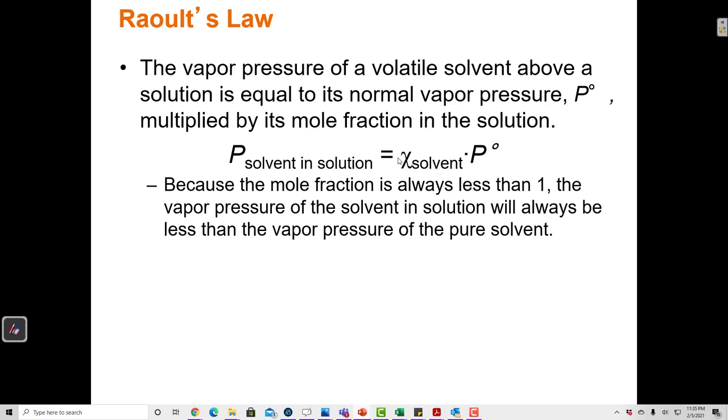Remember, when we calculated mole fraction in the last section, the mole fraction of the solvent plus the mole fraction of the solute always equals 1. And so this value will always be less than 1. So we'll always be multiplying the vapor pressure by some number that's less than 1. So this will be smaller.